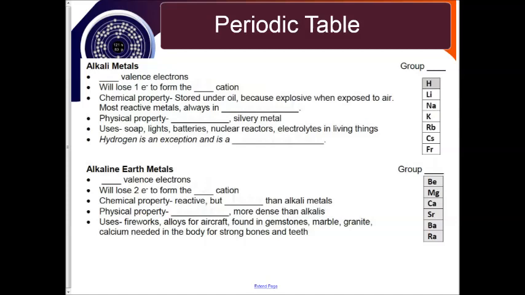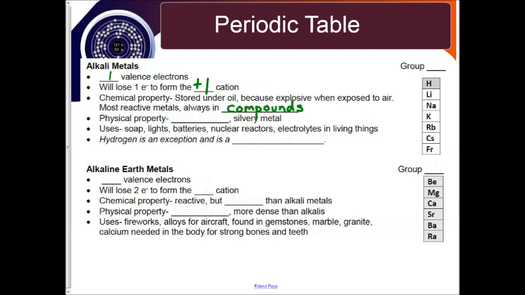Okay, the first group we're going to talk about is the alkali metals. Alkali metals have one valence electron, and they will lose that one electron to form the +1 cation. Now, in terms of chemical properties, they need to be stored under oil because they are extremely explosive when exposed to air. These are the most reactive metals, and they will always be in compounds.